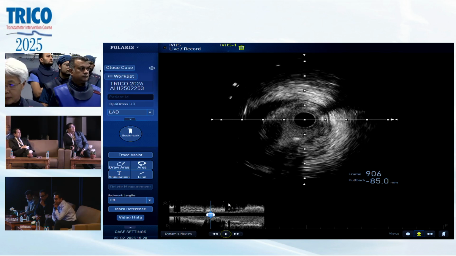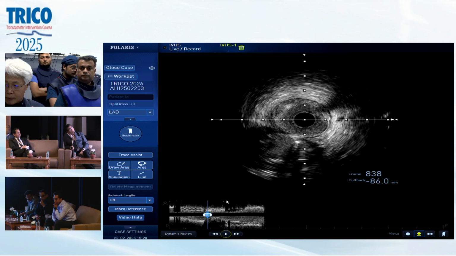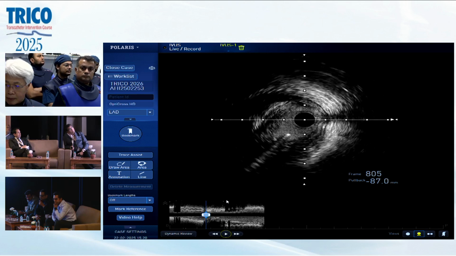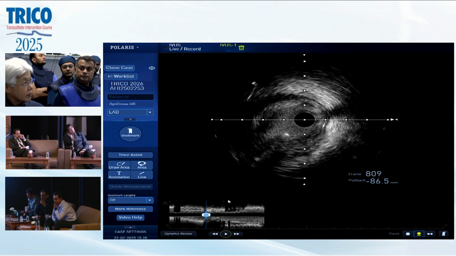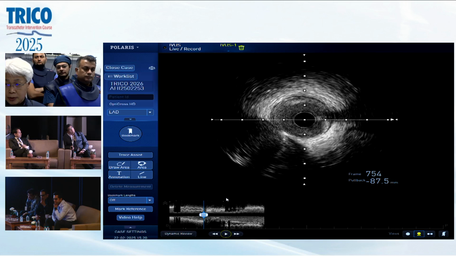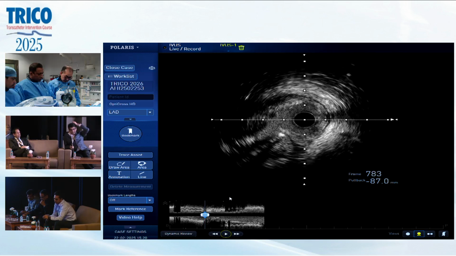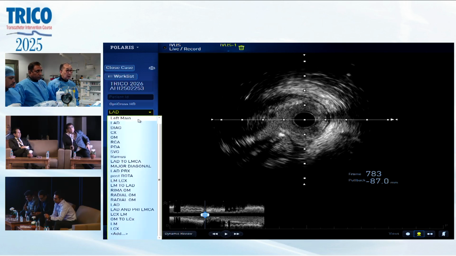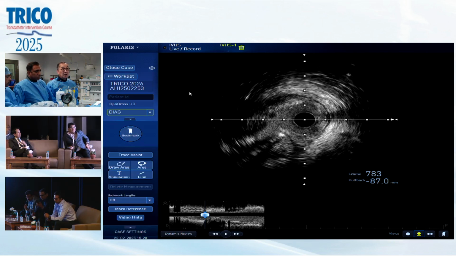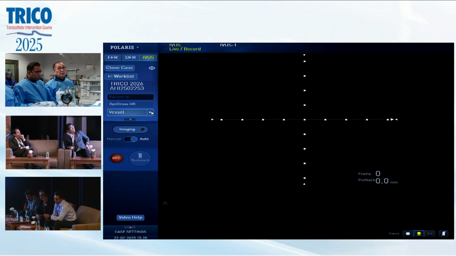So that's very, very good news. If the diagonal does not have severe disease, we can just do a provisional approach in this case. The strategy has now changed from the DK crush, which was the first plan looking at the angiography. Now it is going to be changed to provisional.